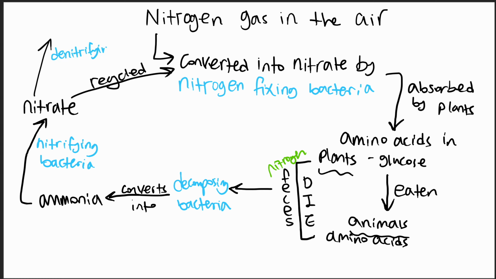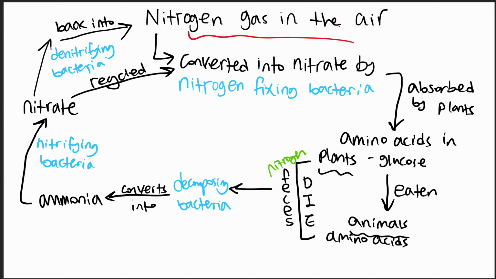Denitrifying bacteria. See, I told you, the names of these bacteria are super easy. There's nothing confusing about them. And that converts it back into nitrogen gas. And this is the nitrogen cycle. So everything is pretty much easy.